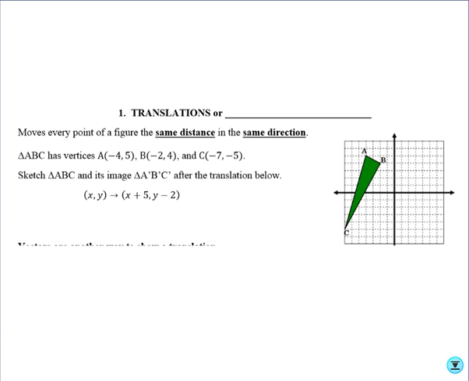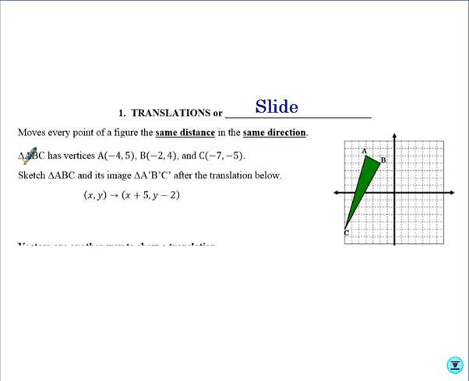So the first transformation that we are going to talk about in this video is a translation. Translations are sometimes called slides, so we're sliding a figure through a coordinate plane. What a translation does is it moves every point on a figure in the same direction, the same distance.